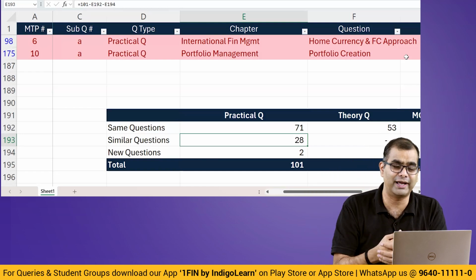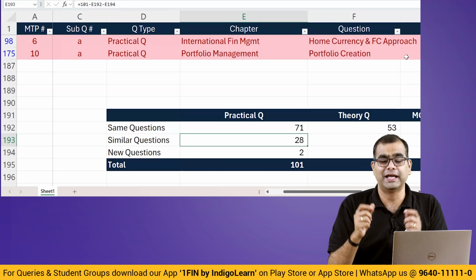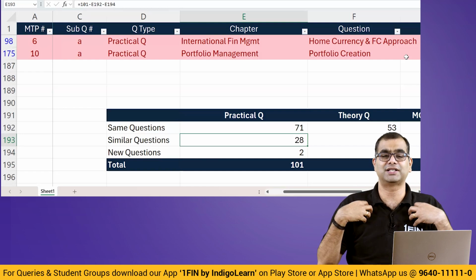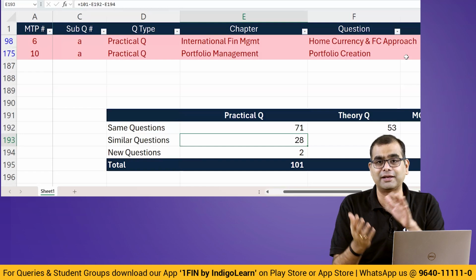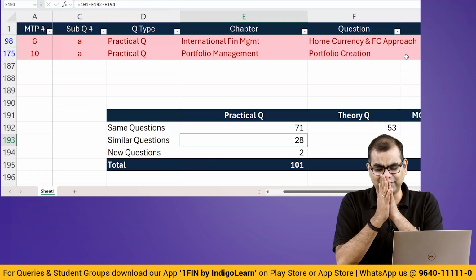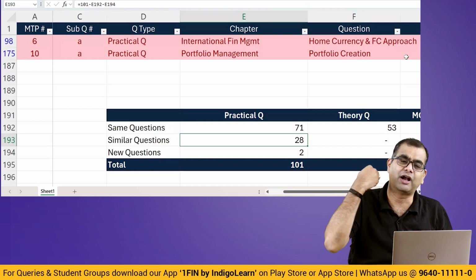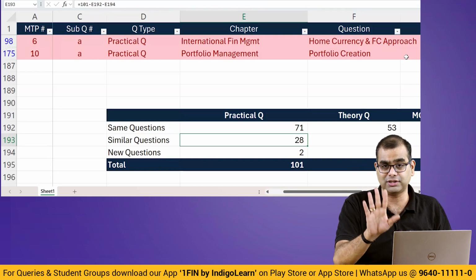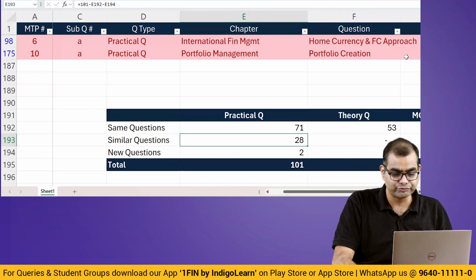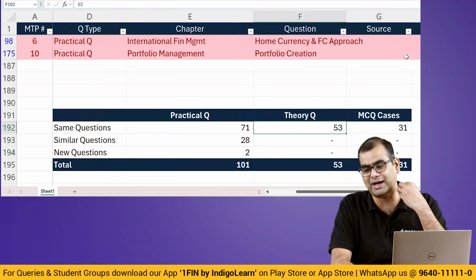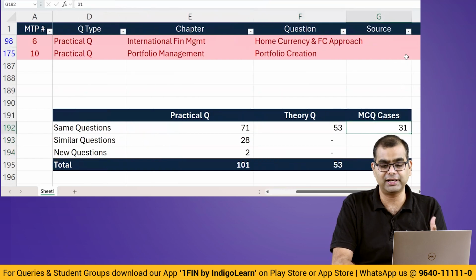That is why I continue to say the P600 plus book is, as far as AFM is concerned, as far as IndigoLearn's classes are concerned for AFM, like the Bhagavad Gita for AFM. Everything that you want is there. Every single thing that you want. Model test papers also have 100% coverage, except for these 2 new questions, which I am again saying very openly. Then theory questions, obviously everything is from P380. All of them are from the ICAI study material and MCQ cases.